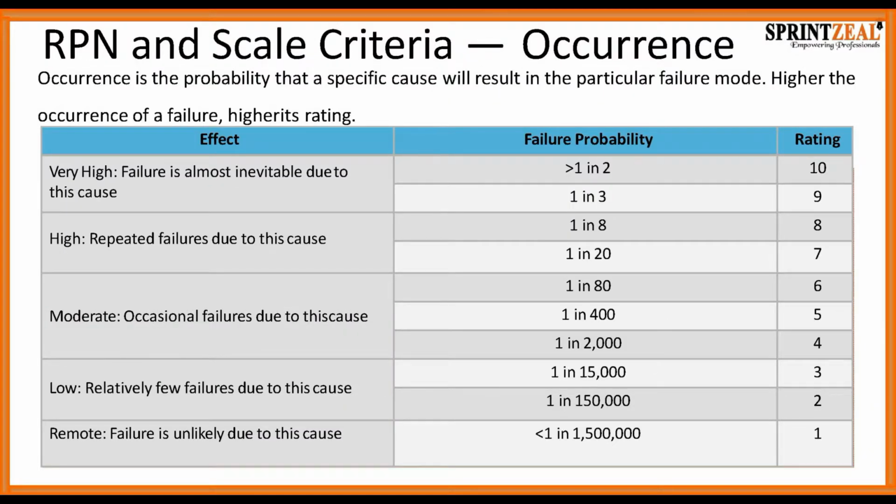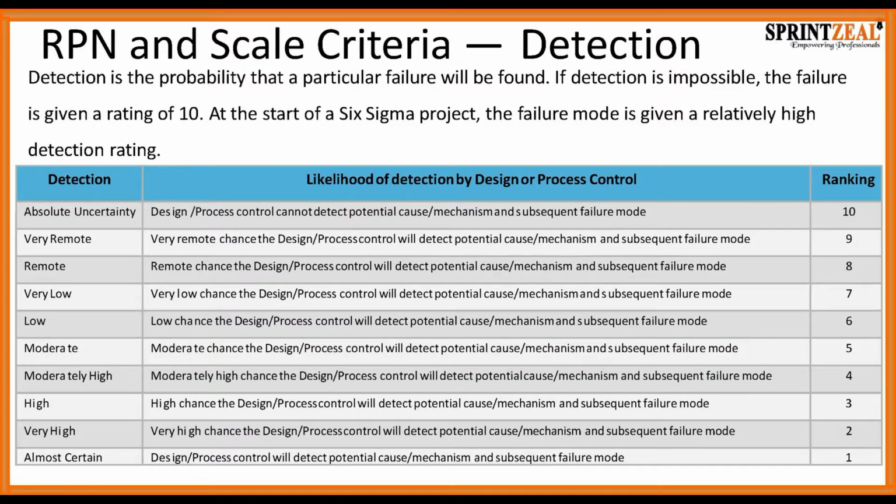Now, occurrence is the probability that a specific cause will result in a particular failure mode. The higher the occurrence of the failure, the higher the rating. And then we looked at detection, which is the probability that a particular failure will be found. Now, if detection is impossible, the failure is given a rating of 10. At the start of a Six Sigma project, the failure mode is given a relatively high detection rating. The reason we would do that is because that's why we're doing our Six Sigma project to begin with: this continues to fail and we have no detection capability for it.